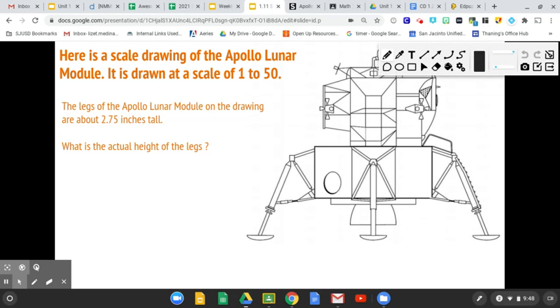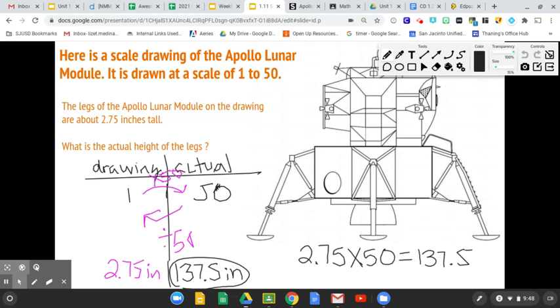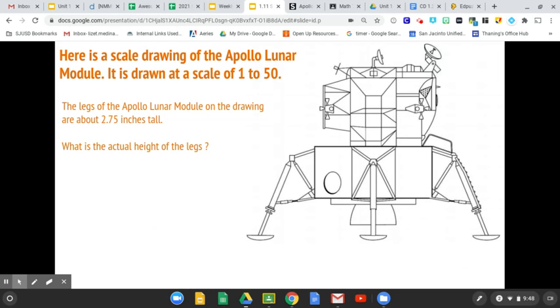Okay, so for this problem here, you had to multiply that by 50, right? Because we're going from left to right. And so you should have gotten 137.5. Since we started measuring in inches, our answer has to be in inches as well.